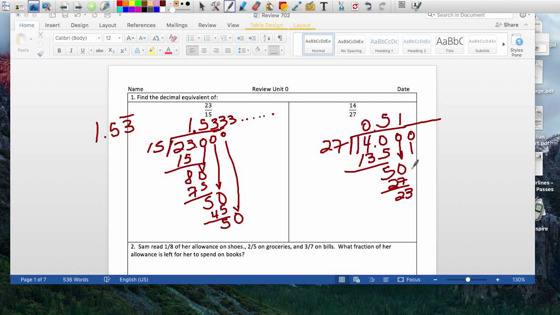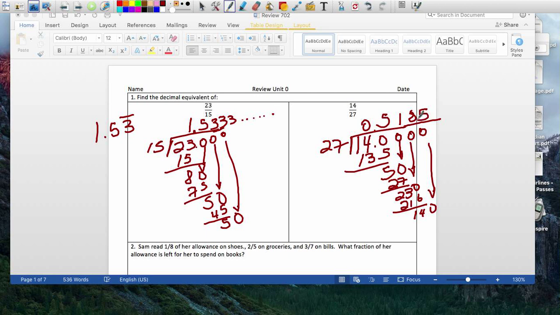Bring a 0 down. So that looks like about 7. 27 times 7 equals 189. No. 27 times 8 equals 216. I think 8 looks like a good number. So 8, that's 216. We have 14 left over. Bring a 0 down. 27 times 5, that work? 135, yeah.